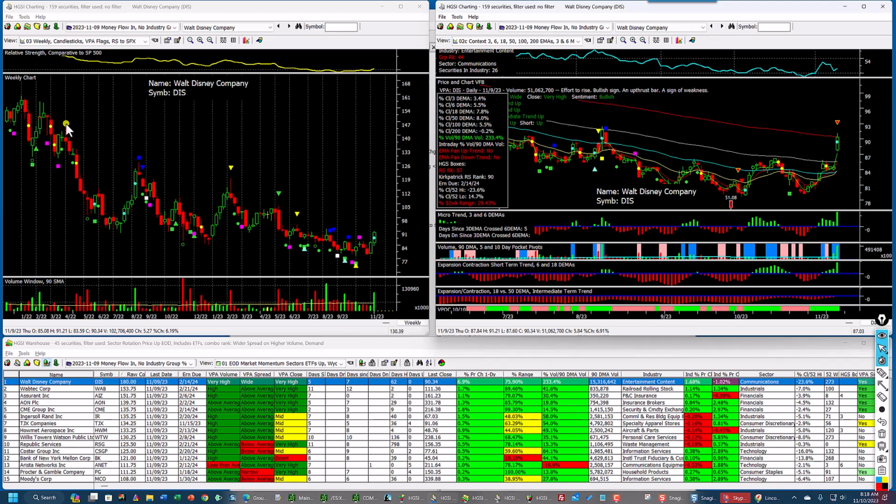It's got a long ways to go to get back where it was. The trend may be changing from down to up. We'll have to wait and see, but that was a good start yesterday on very strong volume. You can see the volume pocket pivots here.